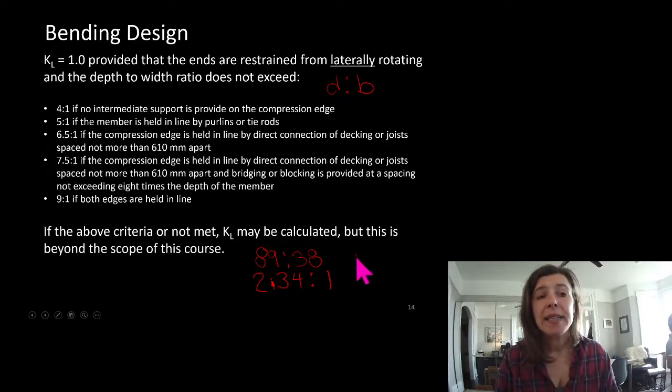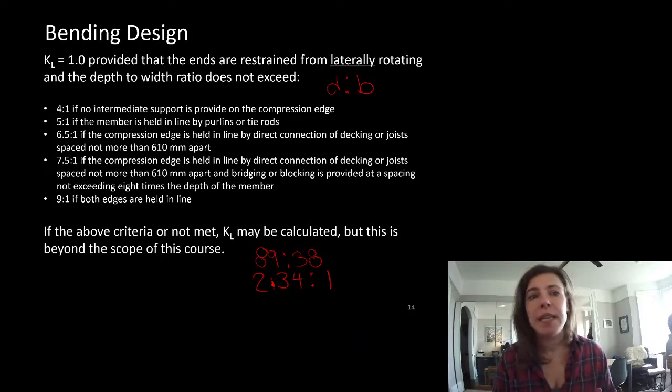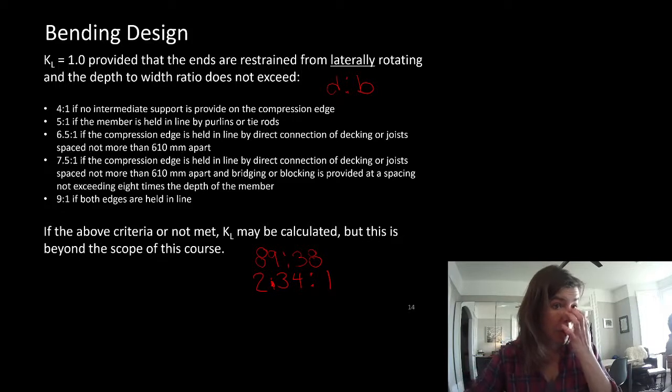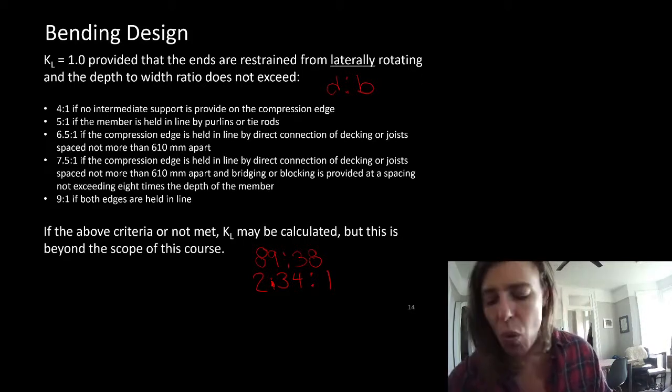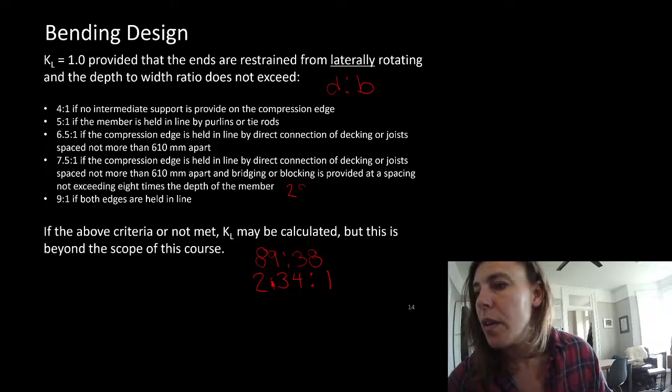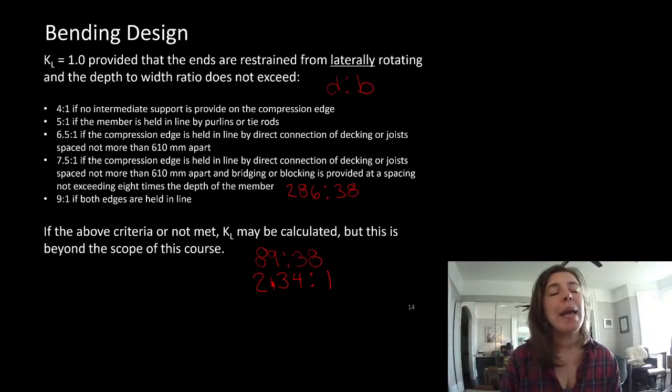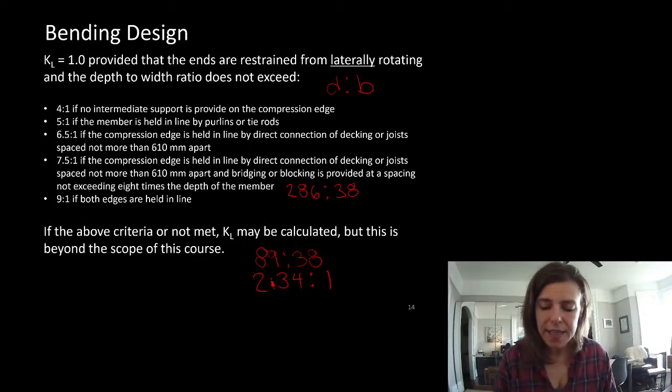As we get deeper, more slender members, well, maybe we would need to start to worry about it. Let's think about a 2x12. So a 2x12 is 11.25 inches times 25.4, or 286 by 38. Let's divide both of those by 38.